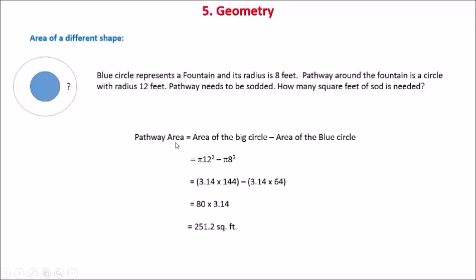For the pathway, you know how to calculate the area of the big circle: pi r squared, pi times 12 squared, pi times 12 times 12. That's it. And then the area of the blue circle, pi r squared, is pi times 8 times 8. So take the difference between the two, and that is going to be the area of this pathway. That's it.